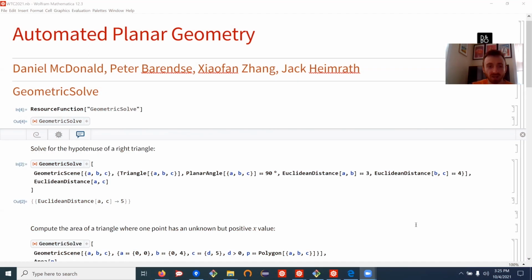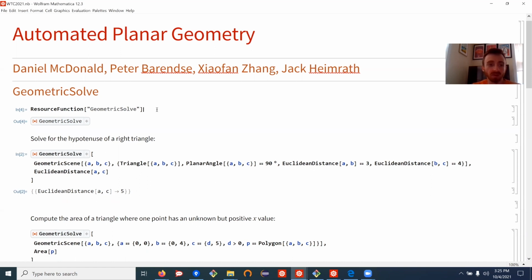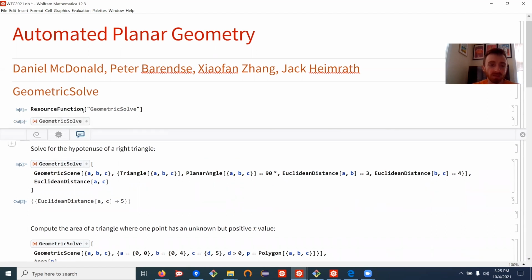But first, I'm going to quickly talk about this resource function GeometricSolve. We can load it by just evaluating this resource function. GeometricSolve basically allows you to solve for quantities related to a given geometric scene.